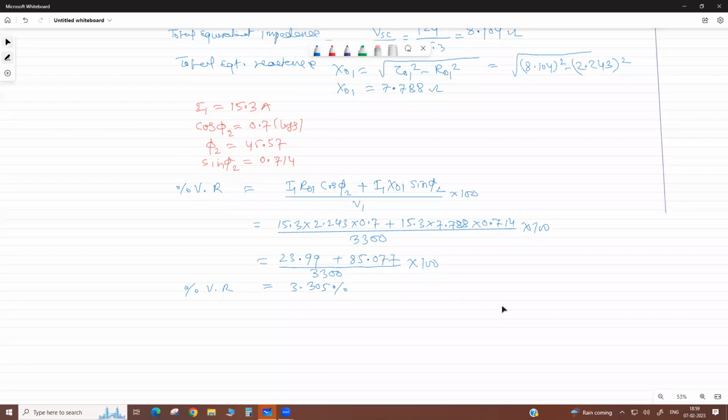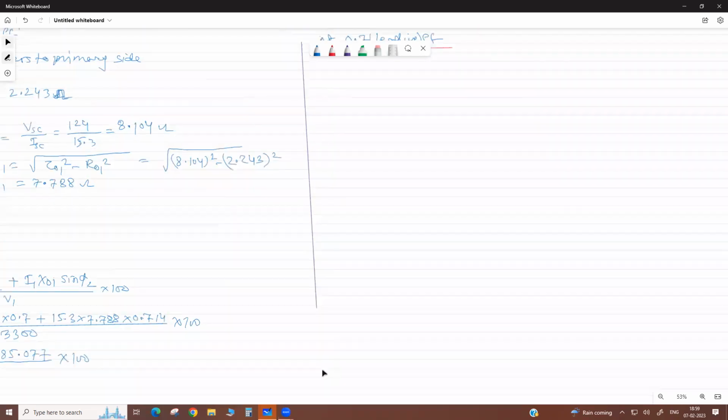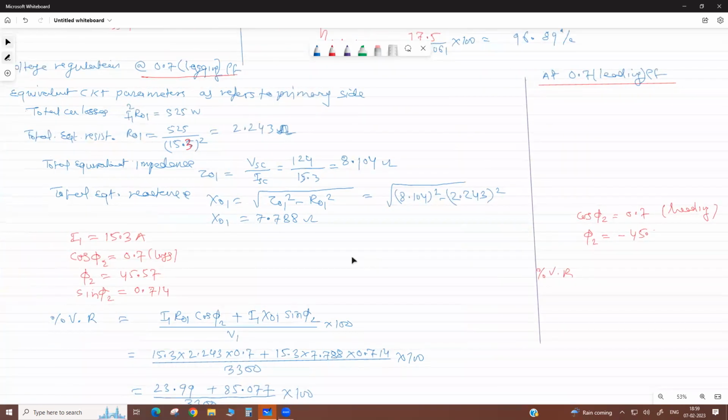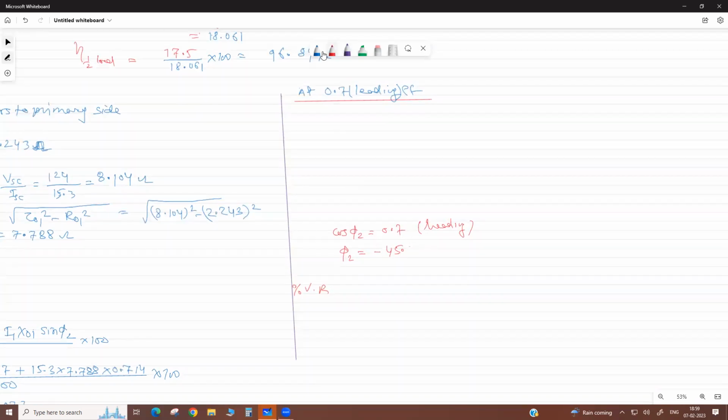Next, at leading power factor, here, this side we calculate at leading power factor. Same thing is there only. So this percentage voltage regulation at leading power factor means cos phi 2 is 0.7 leading. So at leading power factor, phi 2 is actually a negative angle, 45.5. See, leading power factor means the angle is negative, okay, 5.7.